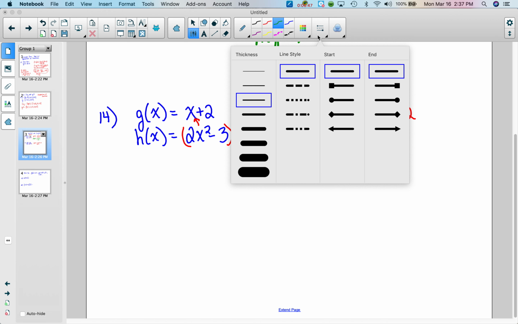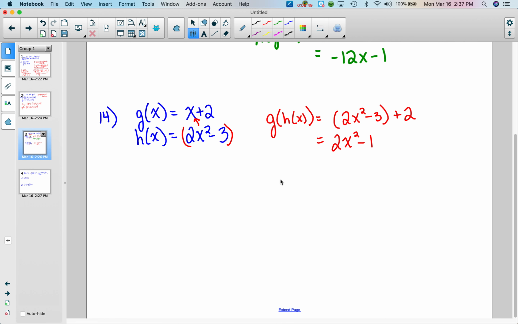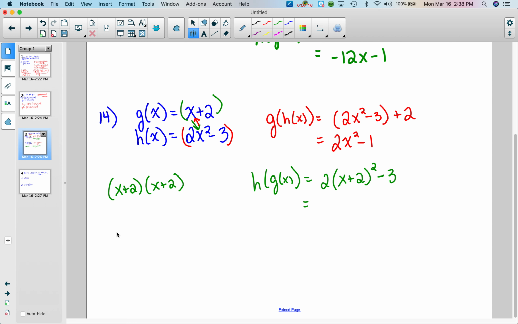Going the other way, if we have h of g of x, we're putting g of x inside of h of x. So we have a 2, and instead of an x, I have x plus 2, and that's quantity squared minus 3. Now, common mistake. People tell me this is x squared plus 4, and that would be wrong. Remember, x plus 2 quantity squared means x plus 2 times x plus 2. You can put that in a box, or FOIL it, or use the shortcut if you know what that is.